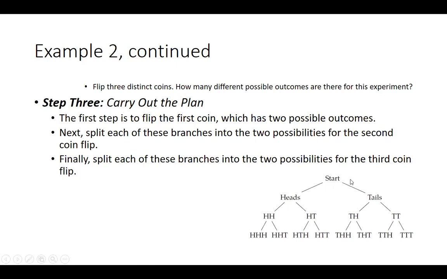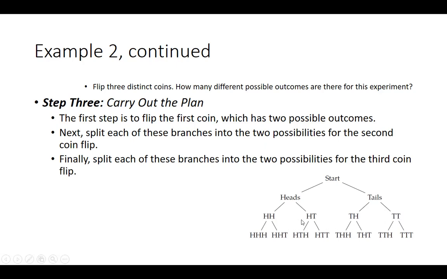The first step is to flip the first coin, which has 2 possible outcomes, either heads or tails. Next, we split each of these branches into the 2 possibilities for the second coin flip. So if the coin came up heads and we flip it again, our results are either heads, heads, or heads, tails. If the coin came up tails first and we flip it again, the 2 options that come from that are tails, heads, tails, tails.